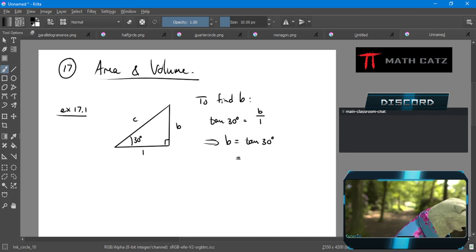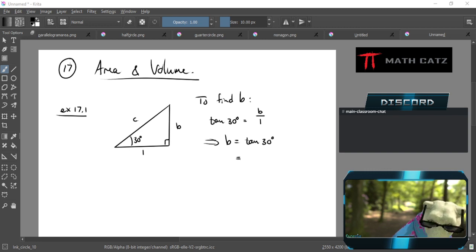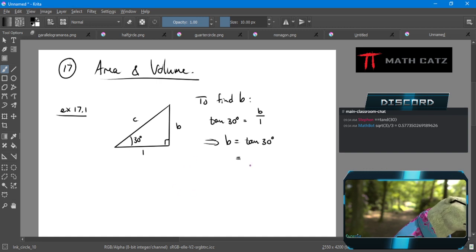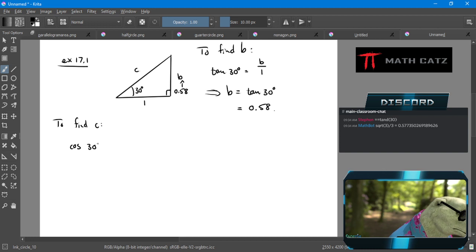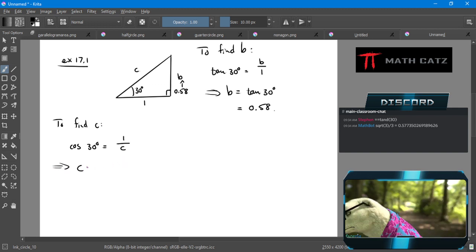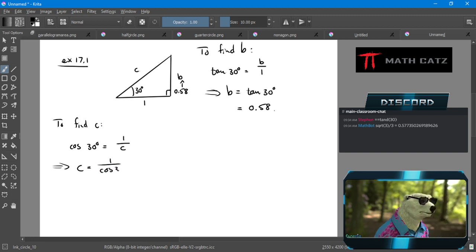I will ask MathBot to do it. And we get 0.58, let's say. Two decimals would be fine. Now to find C, you do have some options, so it's good to be aware of those options. I could just use my angle and my given information, and that will then require the trig function cosine. So cosine 30 will be adjacent over hypotenuse, and I can then find C as 1 over cosine 30.